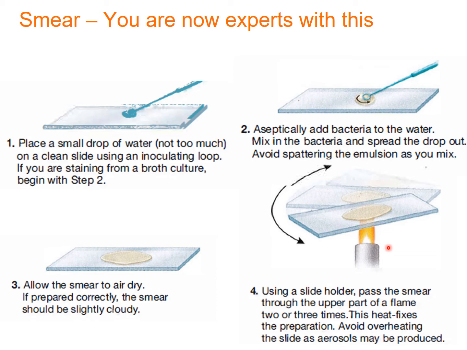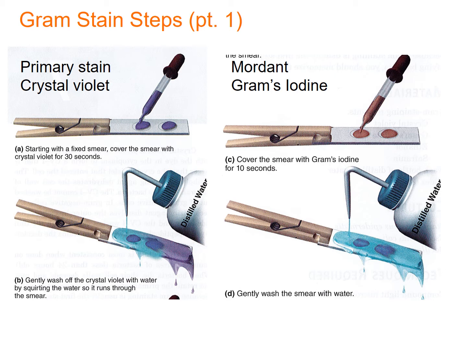Now we can follow up with some staining, much like we did in the simple staining last week. Simple staining was a two-step process. We added a stain, let it sit for a while, and we rinsed it off with distilled water and then looked at the cells under the microscope.